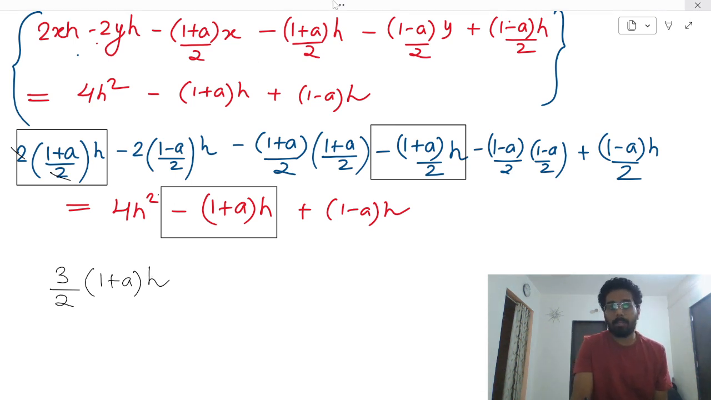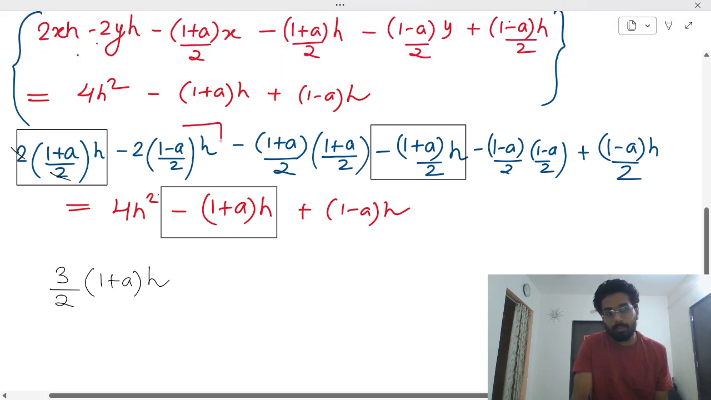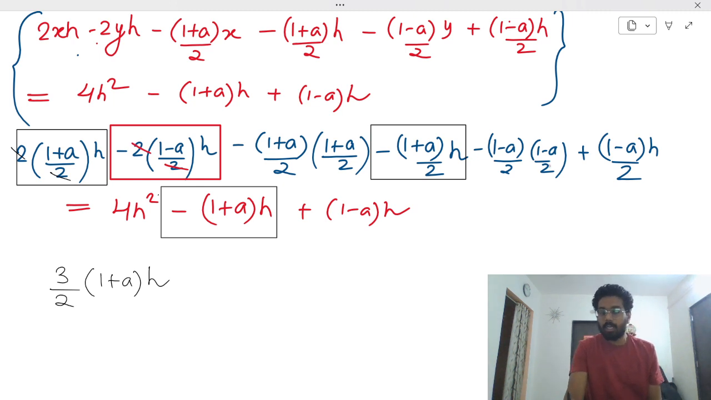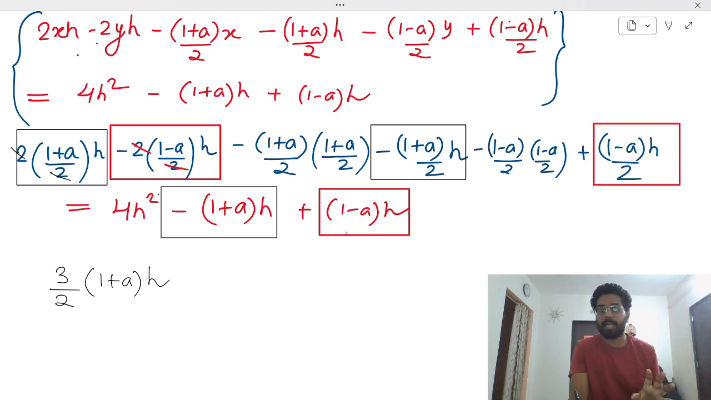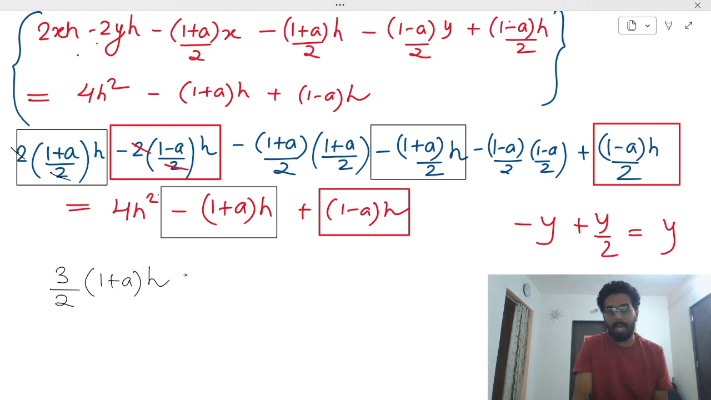Similarly, now I will talk about this one. So let's work on this red box. Here 2 and 2 will get cancelled. We are having a similar kind of thing over here, and a similar kind of thing over here. If you bring all the terms on the left hand side, what we're going to have is, if we write it this way, minus y plus y by 2 is equal to minus y by 2. That's how we will solve. So we will have minus 3 by 2, 1 minus a h. That's what we are going to have, guys.